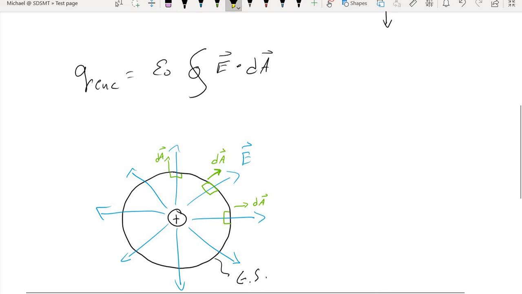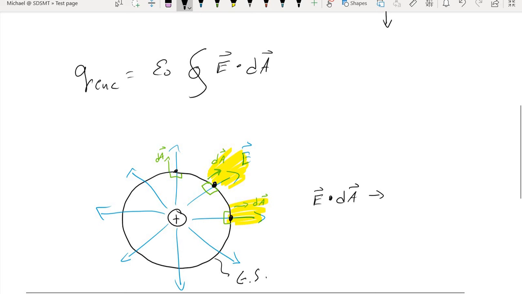No matter what portion I look at, whether it's this portion or that portion or the portion up top, the electric field vector at that particular location is running parallel to the infinitesimal surface area vector. Just like here, both of those vectors are pointing in the same direction. They're running parallel. Up here, they're running parallel.